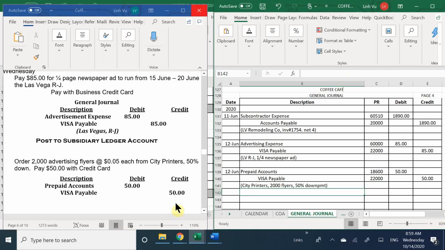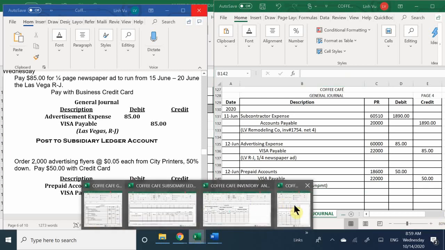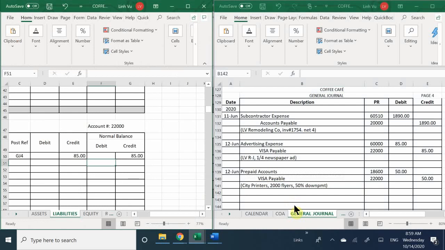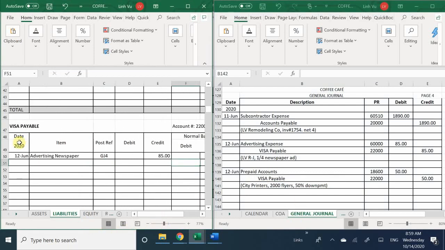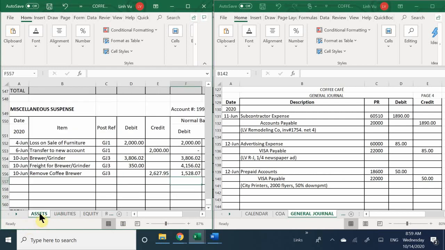Now I'm going to go to my ledger, and I'm going to update this piece of information. We haven't received the bill yet, so we're not going to charge advertising expense yet, because we're supposed to pick up the rest of the flyers, and we're going to charge the rest of the amount later. When we actually go pick up the flyers, that's when we're going to look at our bill.